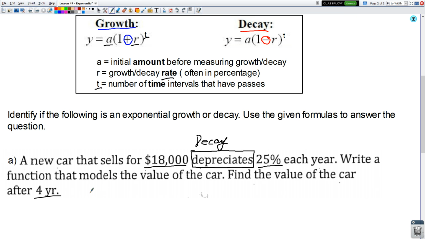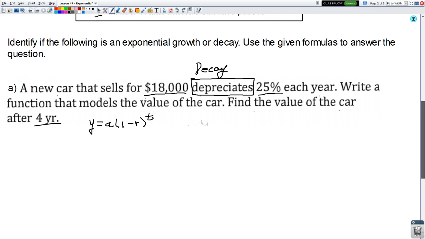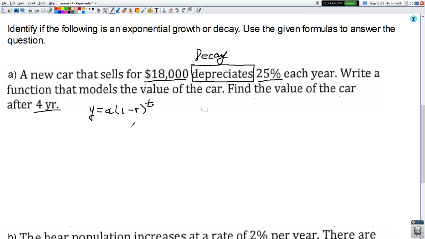Y equals A(1 minus r)^t. That comes from how we started this lesson. So now let's see. Can we use the given formulas to answer the question? The question is, let's find the value of the car after 4 years.